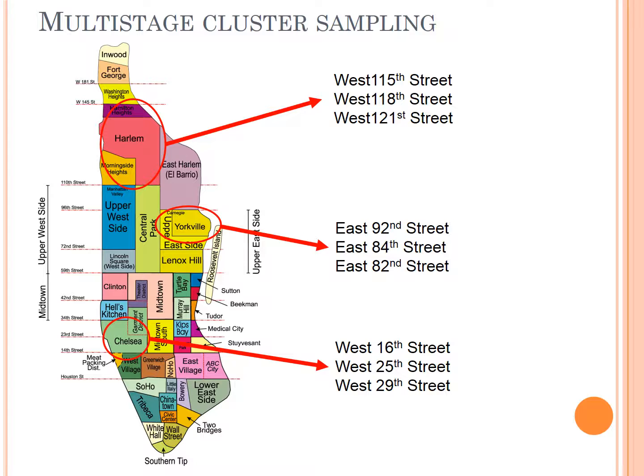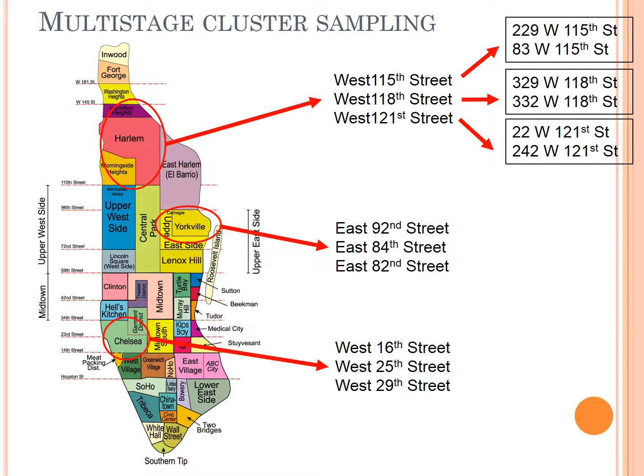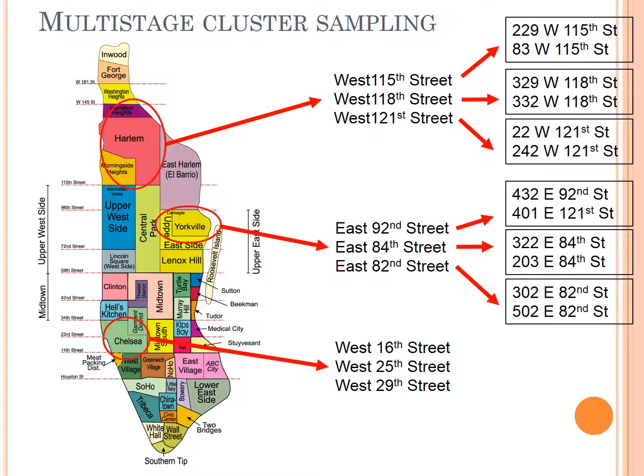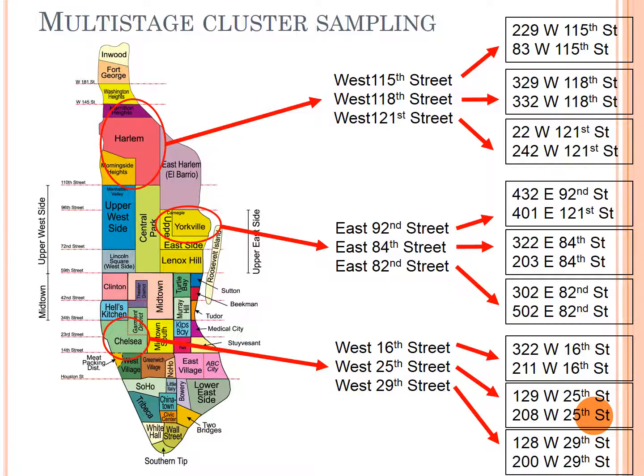And so let's say on West 115th Street, you decide to sample 2 different apartment buildings located on that street. And you come up with 229 West 115th Street and 83 West 115th Street. And then you do the same for the other 2 streets in Harlem. You do the same for the 3 streets that you selected in Yorkville, and so on in Chelsea. Here then you have 3 different stages at the neighborhood level, the street level, and the apartment building level. And each of those then can be considered clusters. So that's why it's multi-stage cluster sampling.